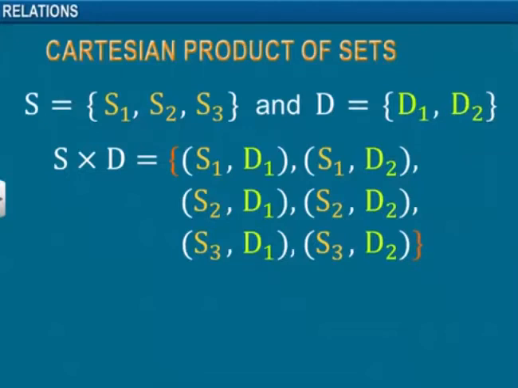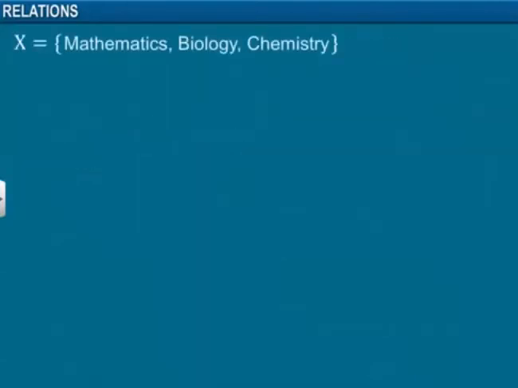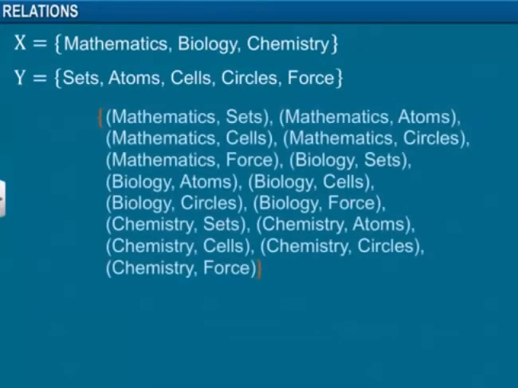Let's now come back to relations. Let X denote the set of collection of different subjects and Y denote the set of collection of topics. The possible combinations of the subjects and the topics are the set of ordered pairs that can be obtained by the Cartesian product of sets X and Y. The total number of such possible ordered pairs is 15. Let us now introduce a relation between the first and the second elements of the ordered pair such that the second element is a topic of the first element.